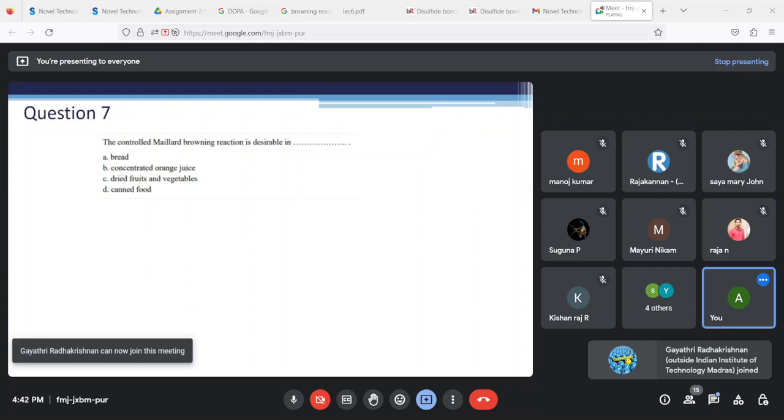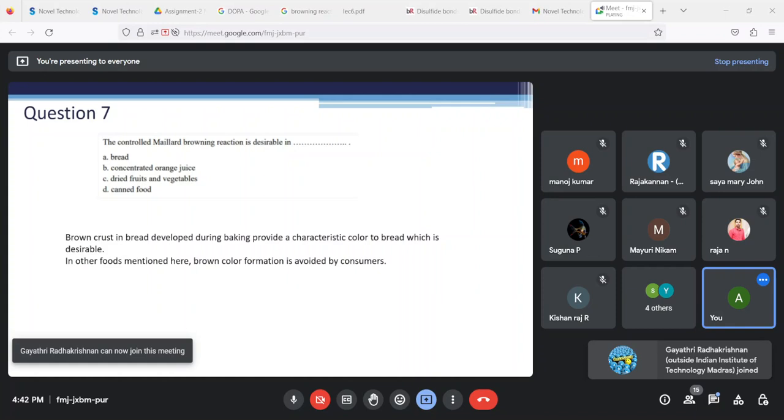Yeah, so because of the heat, when you bake the bread, the browning reaction will start, and people actually prefer the slight brown color in bread rather than the other food products. So consumers prefer this brown crust in bread, and hence the Maillard reaction is desirable in bread when compared to the other foods. The answer is option A.